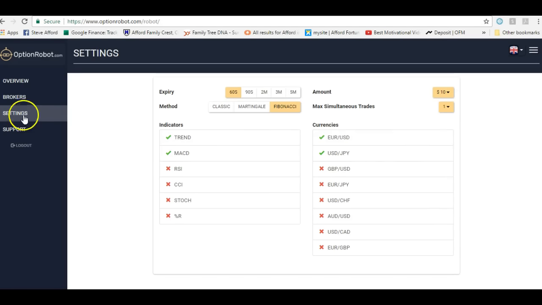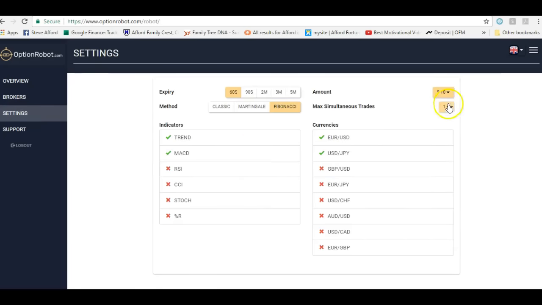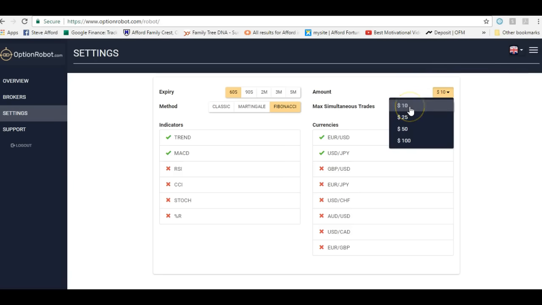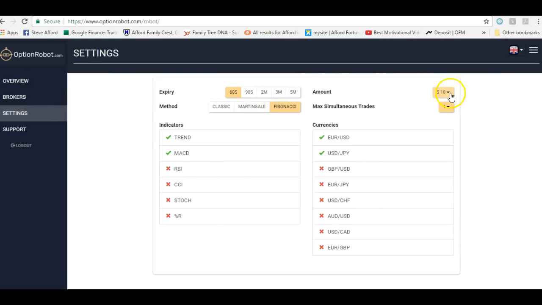Where was I? Depending on which broker you sign up with, you must sign up only with the brokers that the software recommends. Now, I prefer to sign up with a broker that provides a minimum deposit or minimum purchase of $5. This one here starts at $10, and that is Binary Tilt. If you can get one that starts your minimum price at $5, that's a far better starting point. There's a reason why I said that.